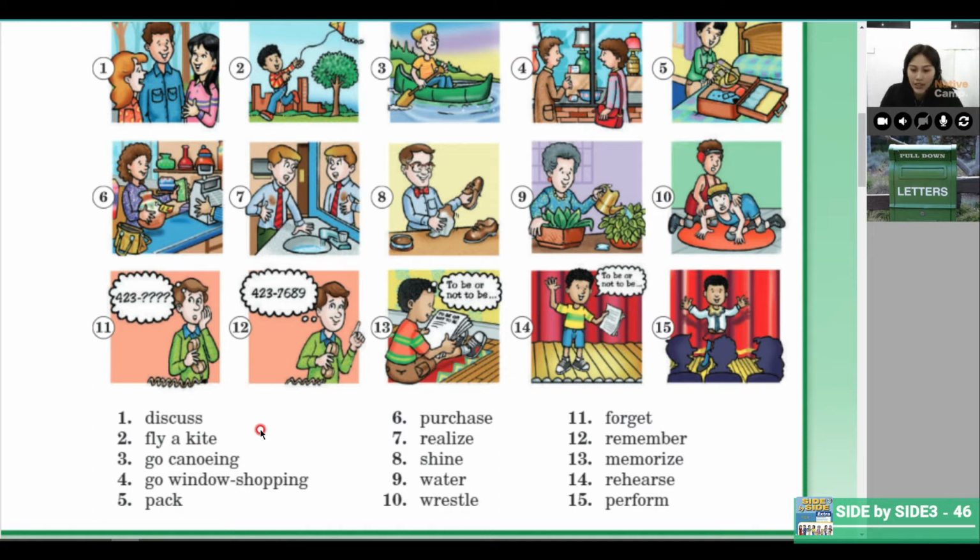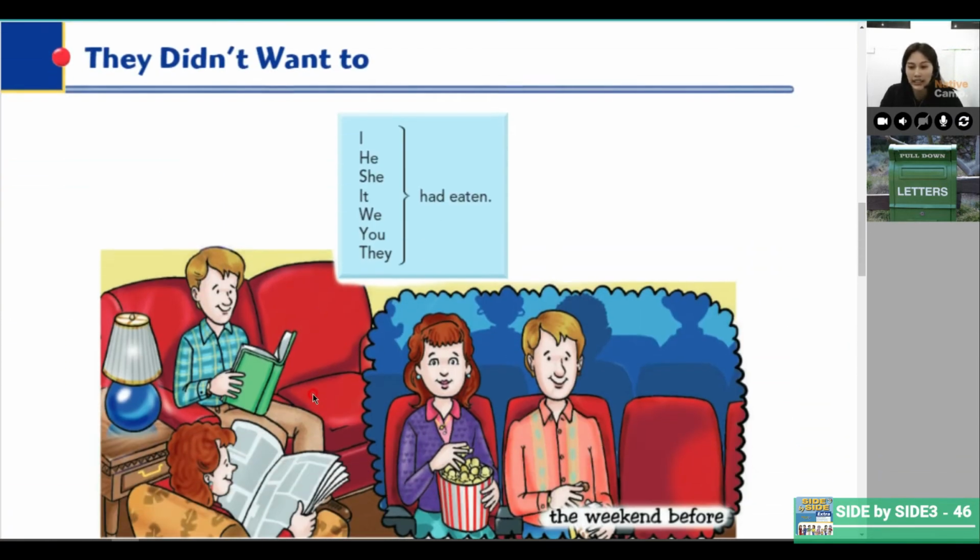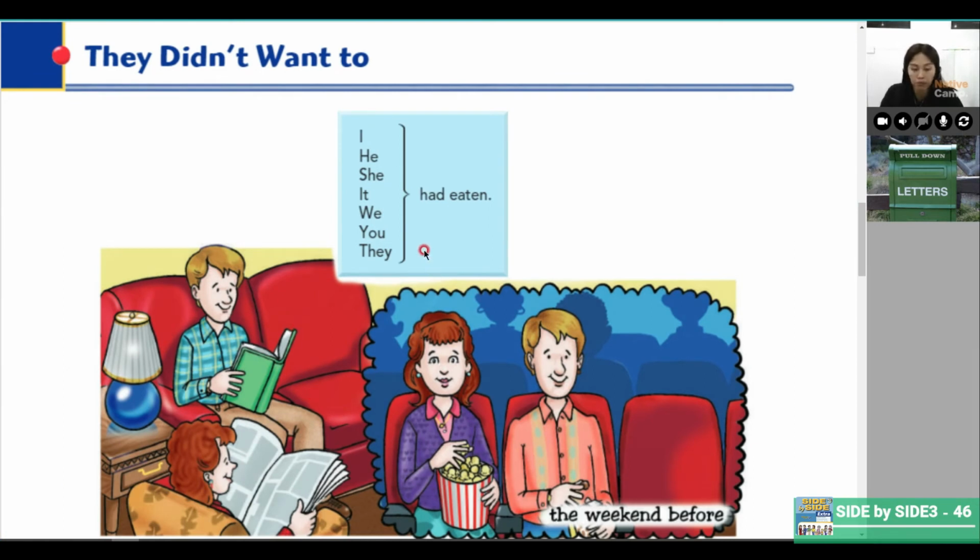Now let's move on to the topic talk, okay? Yes. Page number 96, the title is They Didn't Want To. Now this time, let's read the words in the blue box, and please repeat after me. I had eaten. He had eaten. She had eaten. It had eaten. We had eaten. You had eaten. They had eaten.